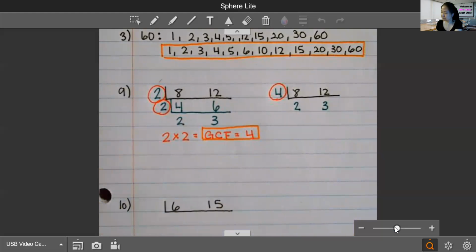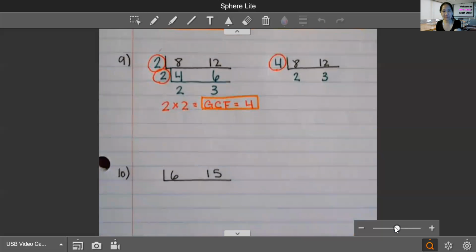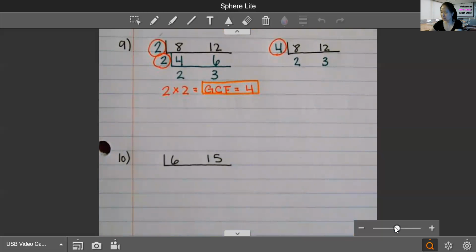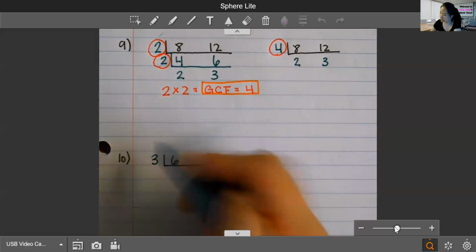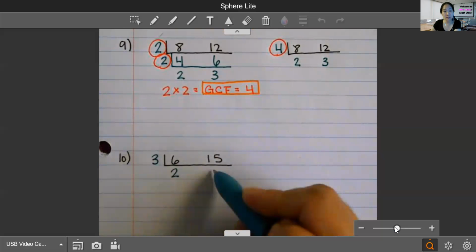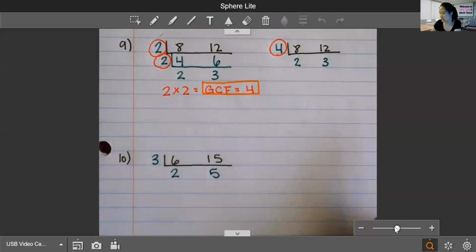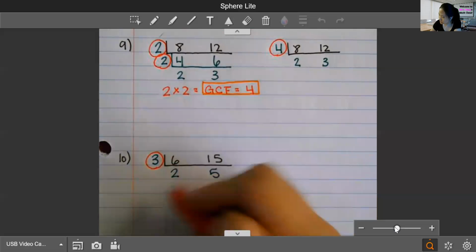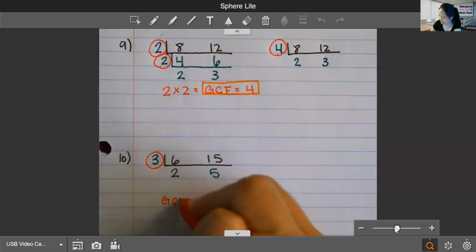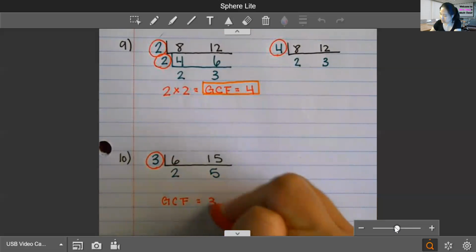All right, so we have another one, number 10, and this time we want to find the greatest common factor of 6 and 15. So I'm looking at 6 and 15, and the only factor I can think of is 3 that goes into both numbers. 3 goes into 6 twice, and 3 goes into 15 5 times. There's no other common factor. That means you need to stop and circle the number on the left, which means your greatest common factor equals 3.